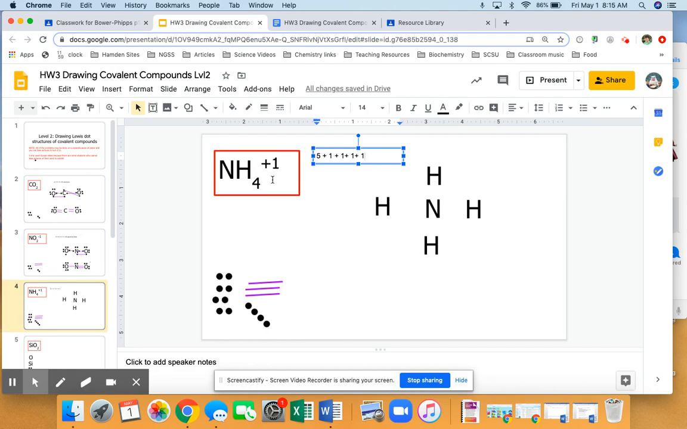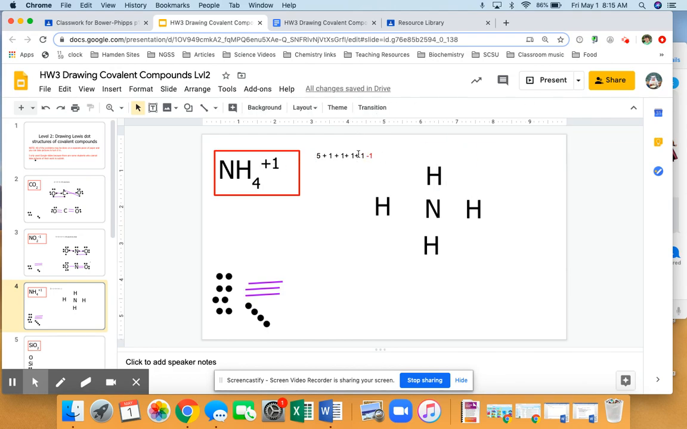This +1 charge means that something has happened to the electrons. Remember, the electrons have a negative charge. So if we have a +1 charge, it means that we've lost an electron. Remember, we've lost a negative charge, so it becomes more positive. Once you get rid of all those negative feelings, you become more positive, more happy. So that means that that +1 charge here means that we've lost an electron from our total. So be careful with the charge.